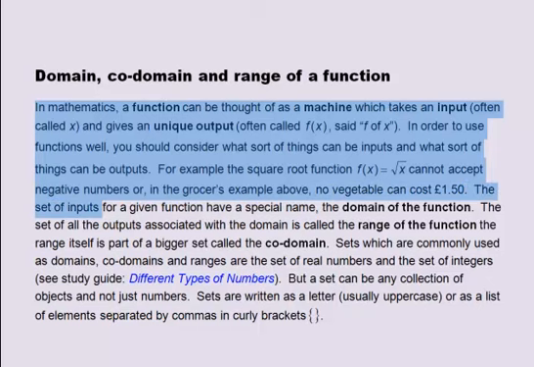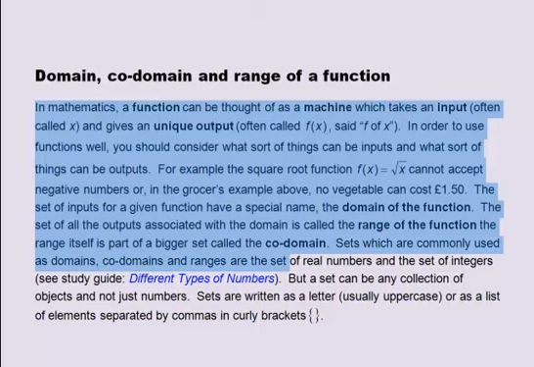The set of inputs for a given function has a special name, the domain of the function. The set of all outputs associated with the domain is called the range of the function. The range itself is part of a bigger set called the codomain. Sets which are commonly used as domains, codomains and ranges are the set of real numbers and the set of integers. See study guide, different types of numbers. But a set can be any collection of objects and not just numbers.